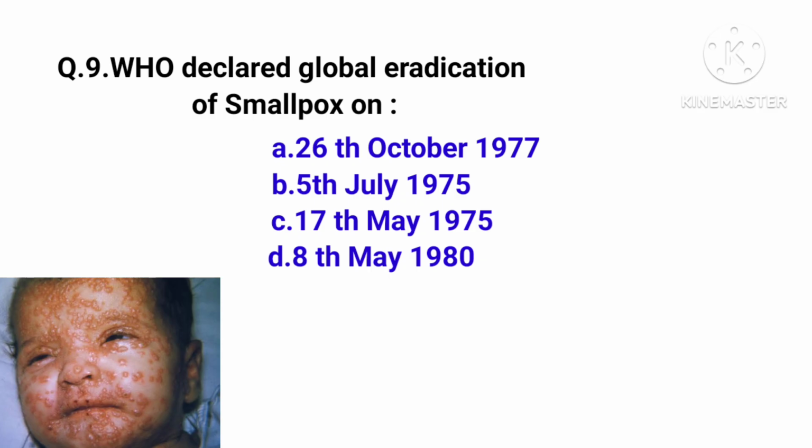WHO declared global eradication of smallpox on 26th October 1977, 5th July 1975, 17th May 1975 or 8th May 1980. Here the right answer is option D, 8th May 1980. WHO declared global eradication of smallpox on 8th May 1980.